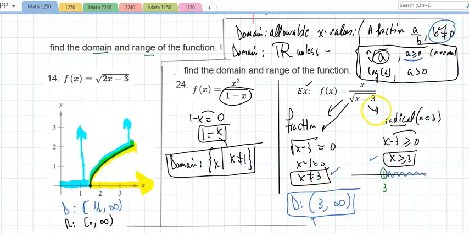You would simply set whatever is inside to be strictly bigger than 0 and solve it. That will work as well. So if I were to take the equal out, that will take care of the fraction as well.